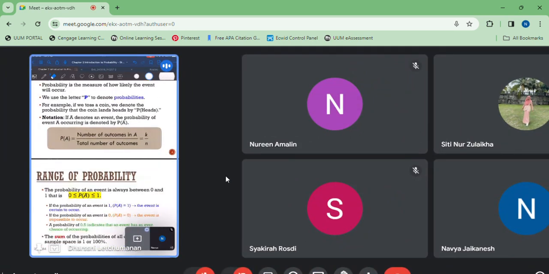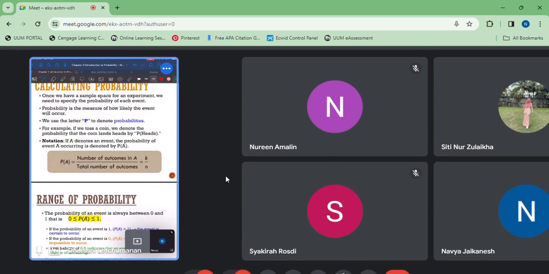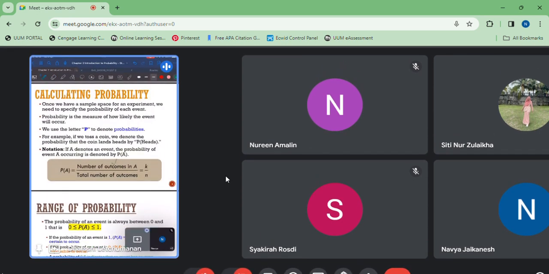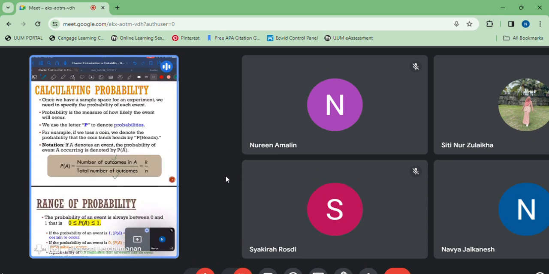Okay, calculating probability. This one is just the number of outcomes over the total outcomes. Like the probability of a person getting an odd number when rolling a dice. So we have 1, 2, 3, 4, 5, 6. Odd numbers are 1, 3, and 5. So we have 3 over 6, which is 1 over 2. Or if you want to write in decimal, sure, 0.5.